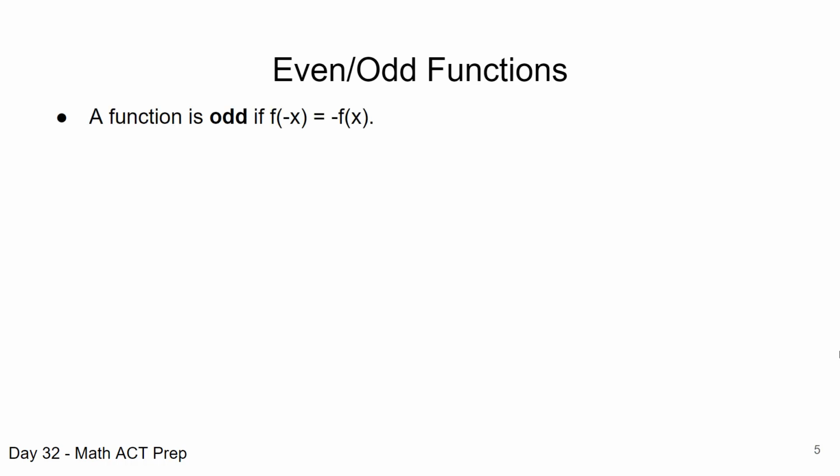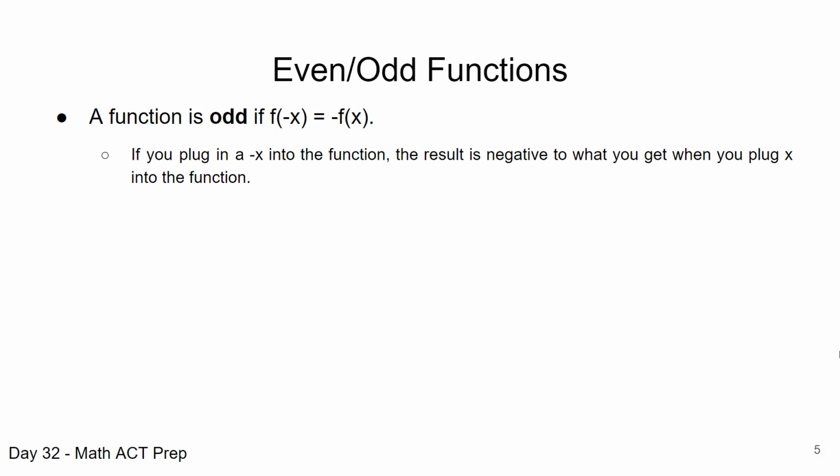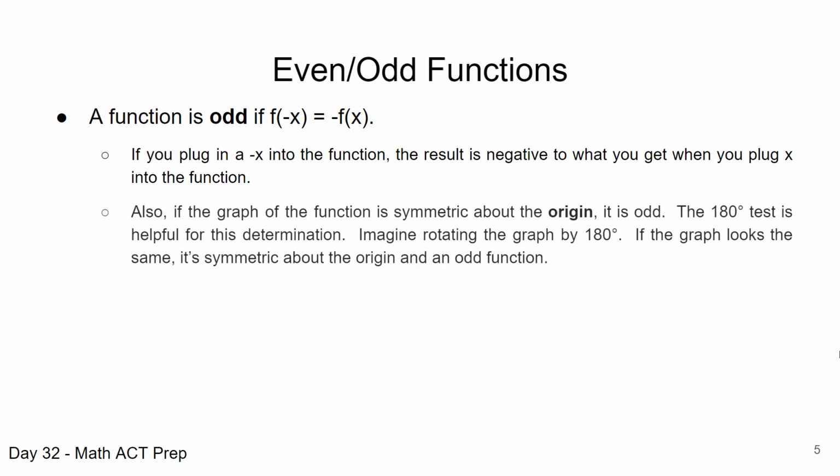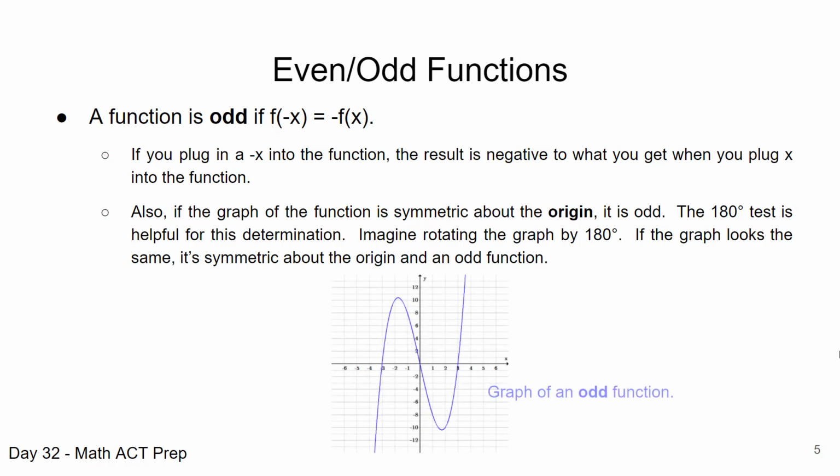Now for odd functions, by definition, f of negative x, plugging in this negative x, equals negative f of x. So the result is the negative of whatever you plugged in for x. Again, graphically, what we're going to be looking for is that if a function is odd, it's symmetric about the origin. And we have this example here of this graph. It is symmetric about the origin.